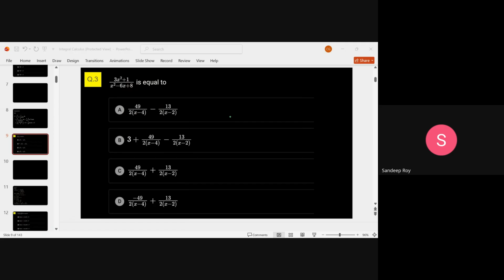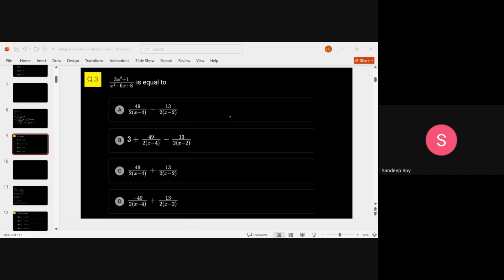Then you can apply the division algorithm, right? You can split this fraction into a mixed fraction form: quotient plus remainder upon divisor. The divisor is anyhow x square minus 6x plus 8, right? You have to get the quotient. So if you can perform long division, that will be easier here because both have the same degree.